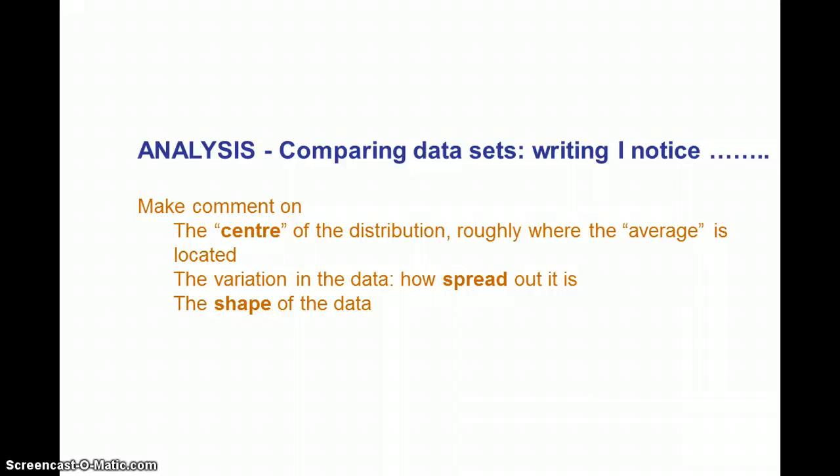For each graph, you need to make 3 I notice statements. What I'm looking for is the fact that somewhere you talk about central tendency. When I say central tendency, I mean talk about the medians or the means, i.e. the averages. Somewhere you need to talk about the spread, and by spread I mean the range, the interquartile range, those two, how spread out the data is.